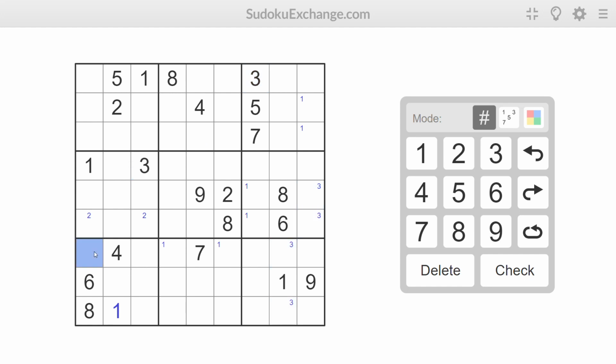Now in this box we have a 3 in this column. So we are left with only these two cells which could contain a 3. Let's pencil mark 3's here.